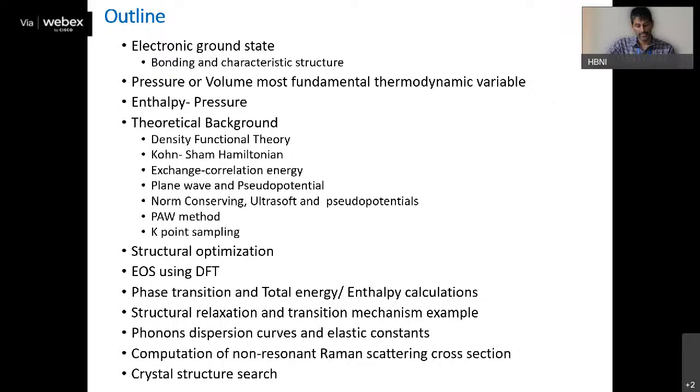And in the later stage, we will see how one can use this calculation for structural optimization, and the results which we get from the simulation, like the equation of state using this density functional based simulation, and how we can find out the phase transition based on the total energy or enthalpy calculations, what information we can get from the structural excitation, and how we can get a transition mechanism using these calculations. All these will be explained through examples, and of course we can construct a phonon dispersion curve or elastic constants using these calculations.